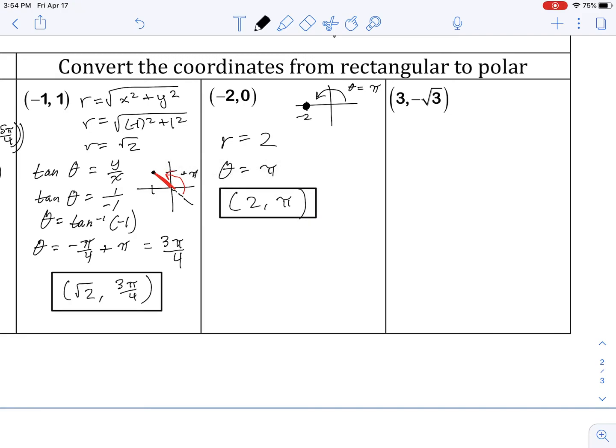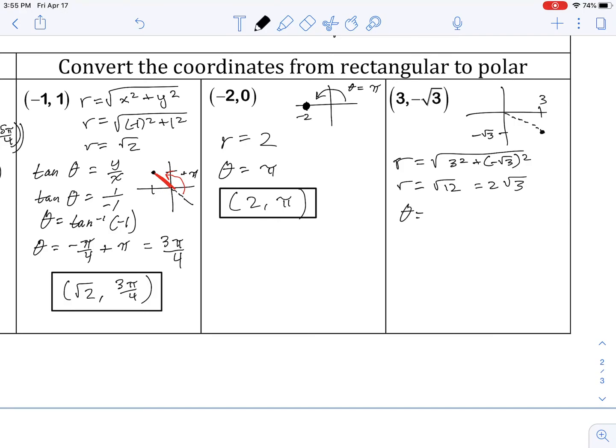Okay. And finally, 3, -√3. If I were to graph this one, I would say that this would be 3, and -√3 would be somewhere down here. And this one, we are probably going to have to do a little bit of calculating, but it's not too bad. We know, again, r is equal to the square root of x squared plus y squared. So 3 squared plus negative root 3 squared. So r is equal to root 12. And if I simplify that, that's 2 root 3.